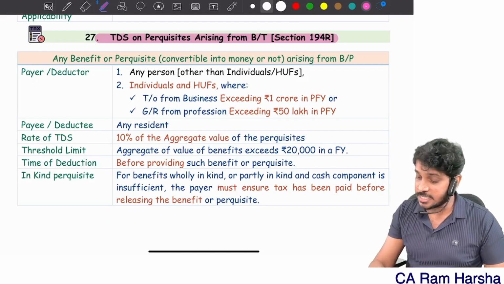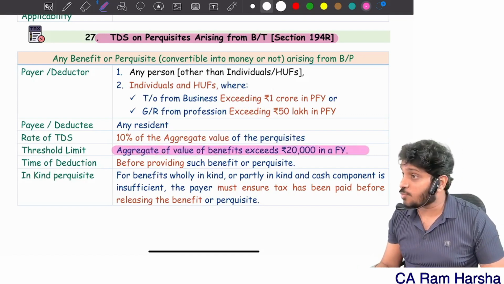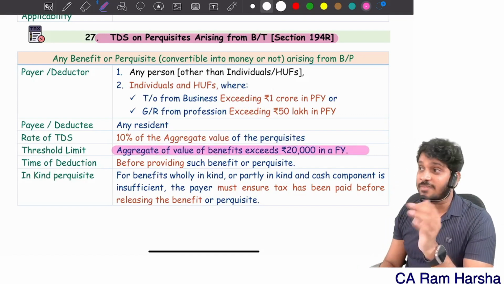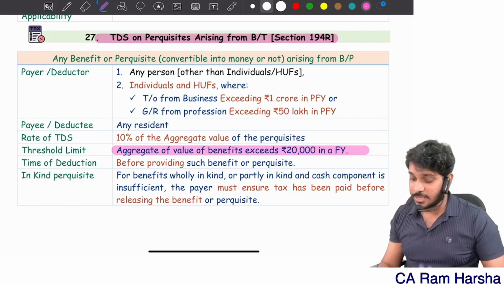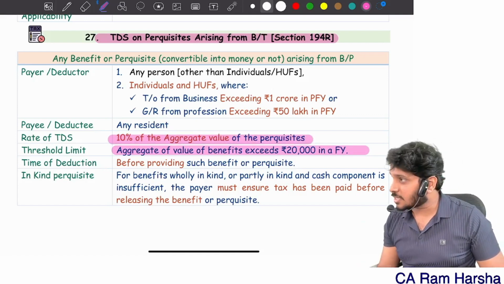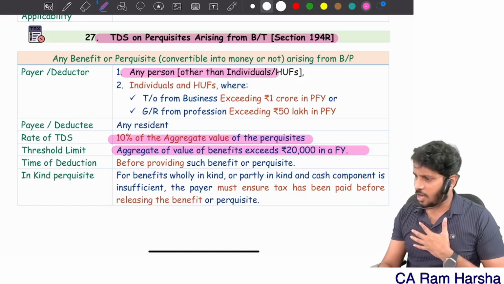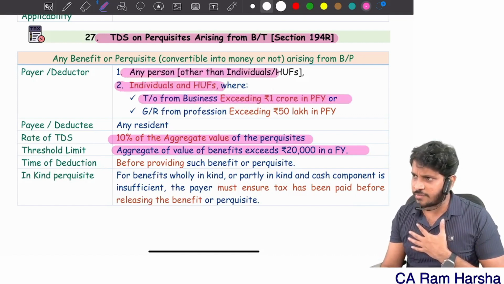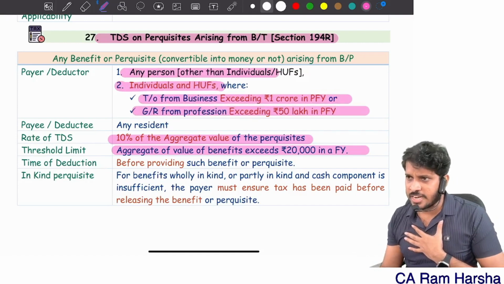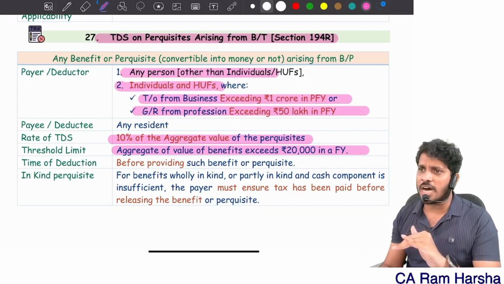I should deduct TDS if the annual value of the gift is more than 20,000, if the perquisite value, benefit value is more than 20,000. At what rate? 10%. By the way, which dealer has to deduct TDS? Only if it is any person or individual or HUF where turnover is more than 1 crore or receipts are more than 50 lakh. Then only for me this 194R section is applicable.